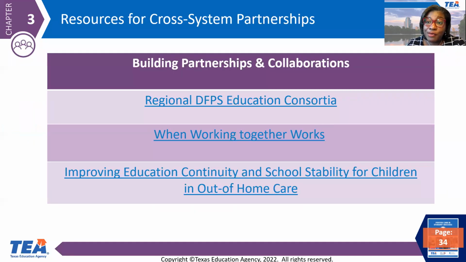So some resources. So remember, at the end of each chapter, we wanted to provide you with the actual resources where you can go and get this information and get more information. So regional DFPS educational consortiums, we provide you information there. When Working Together Works, we provided you more information about how you can work with others. And then Improving Educational Continuity and School Stability for Children in Out-of-Home Care. So that is also a website if you want more resources or more items on how you can work with our students who are experiencing foster care at the time. These are great resources to build your toolbox for working with students in foster care. And this is on page 34.